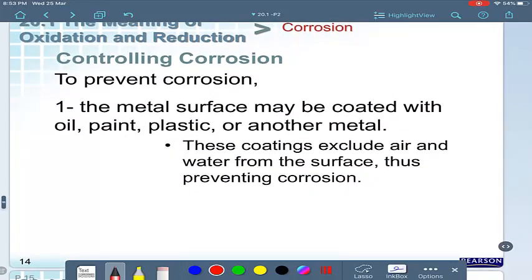How can we control this corrosion for elements like iron, for example? To prevent corrosion, first we can make a coating. I said coating with what? With oil, to prevent water and oxygen from penetrating, with paint, with plastic, with any other metal. We can coat the metal with any of these to prevent water and air and prevent corrosion.